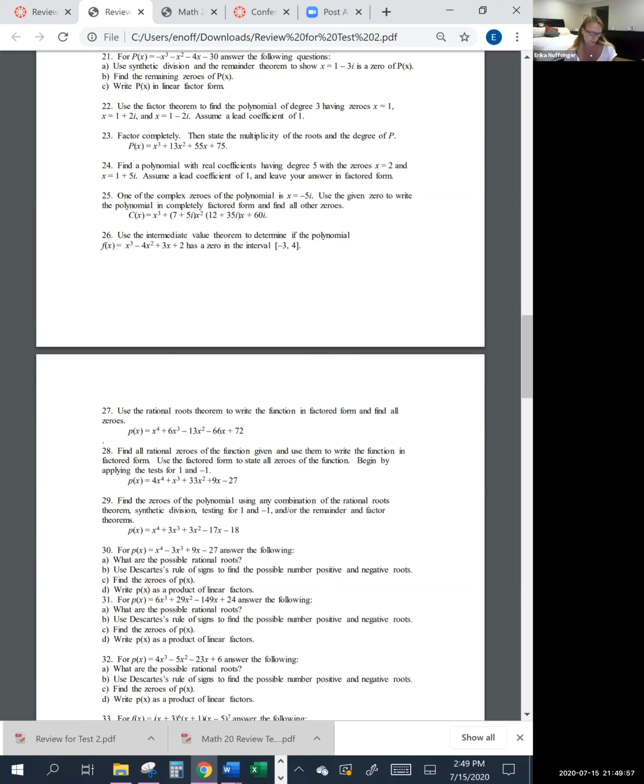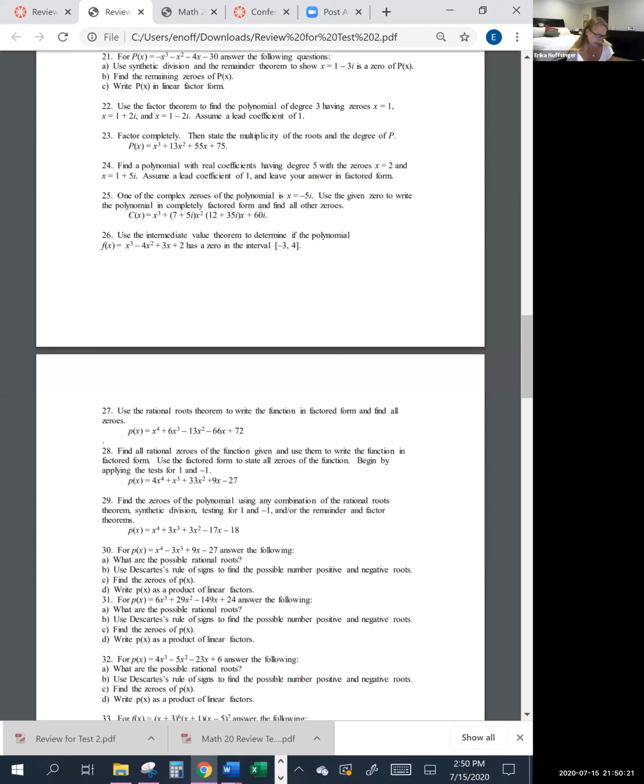Identifying the real zeros of a polynomial function and their multiplicity. Remember that multiplicity really helped us with a graph. Is that graph going to cross or just touch the x-axis at that zero? 5.2, graph a polynomial function using a graphing utility. Nope, you don't need to do that.